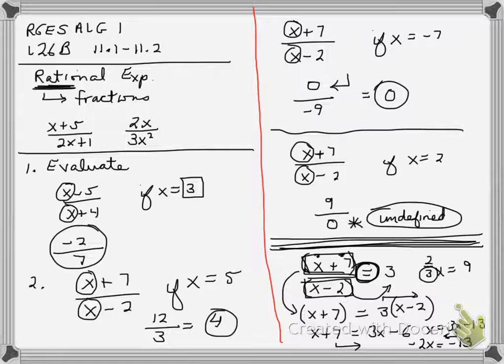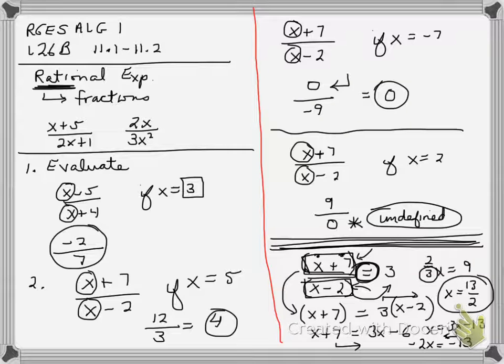I'm running out of room, sorry. And that would make it positive 13/2. I could also write that as 6.5. To check, you would go ahead and plug that in up here and down here. 6.5 plus 7 is 13.5 over 4.5. And if I did that division, I would get 3.